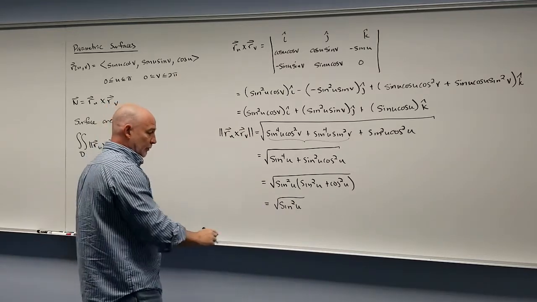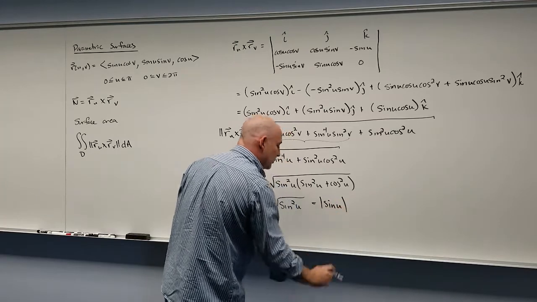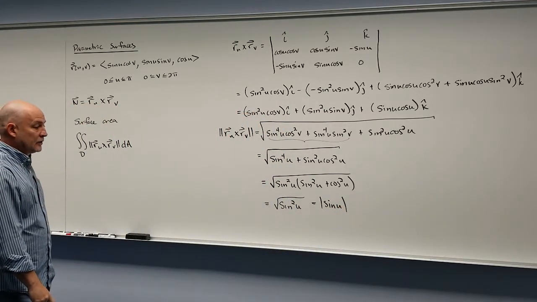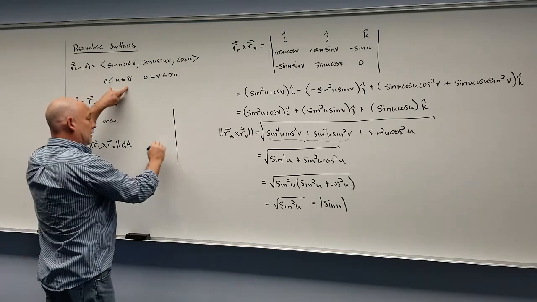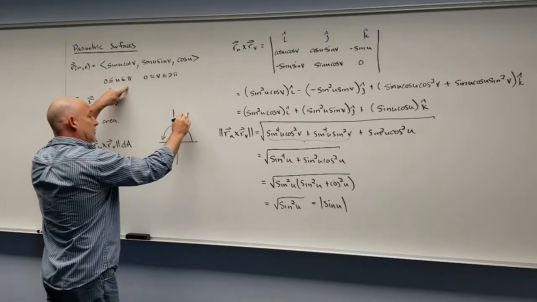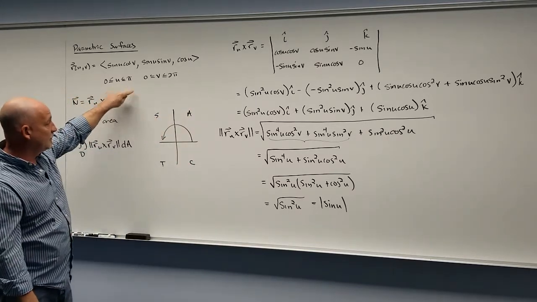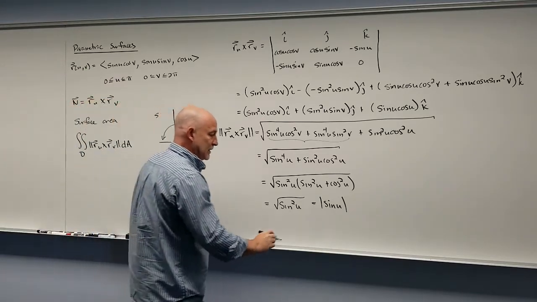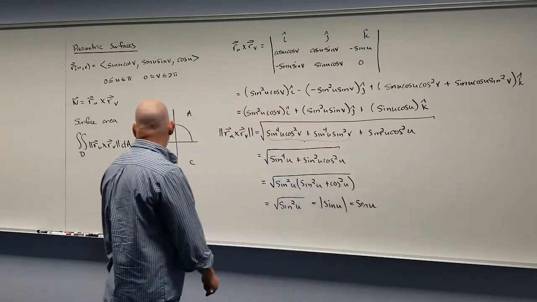Remember, that's going to give me the absolute value of the sine of u. Well, what do we know about the sine of u? Well, u runs from 0 to pi, so it goes from there to there, and we know that all students take calculus. So from 0 to pi, the sine of u is always positive, so I don't need these absolute values, so this is just the sine of u.